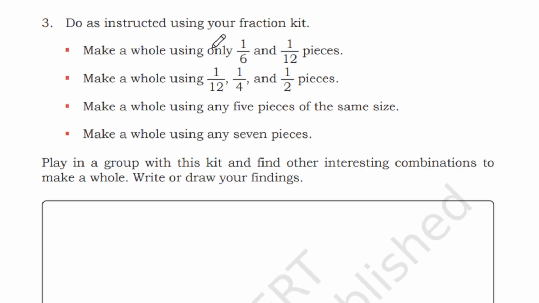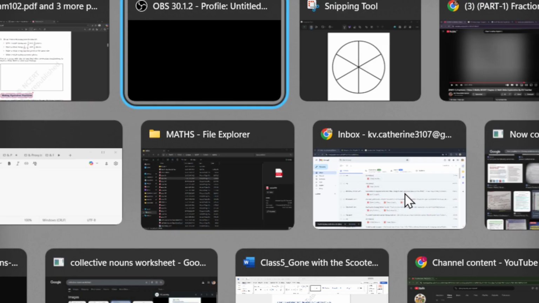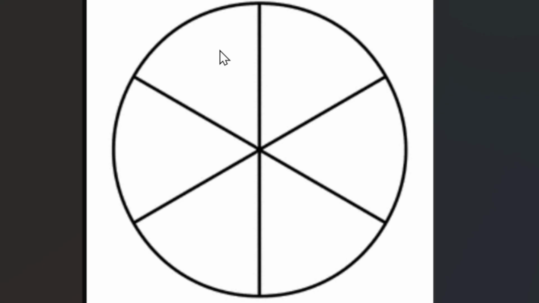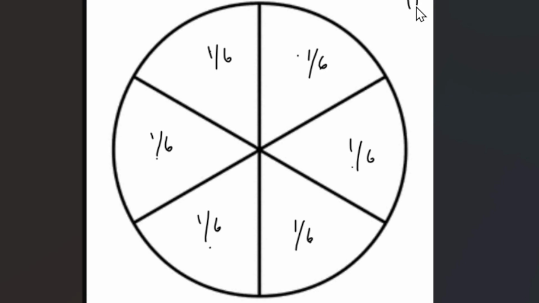Make a whole using only 1 by 6 and 1 by 12 pieces. So for example, if you have a whole, I'm going to open an image. 1 minute, students. So okay, this is a whole image. So here how many pieces of 1 by 6 do we have? 1, 2, 3, 4, 5, 6. So we have 6 pieces of 1 by 6. So 1 by 6, 1 by 6, 1 by 6, 1 by 6, 1 by 6, and this one is 1 by 6.